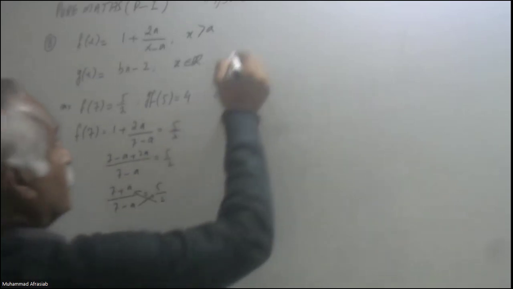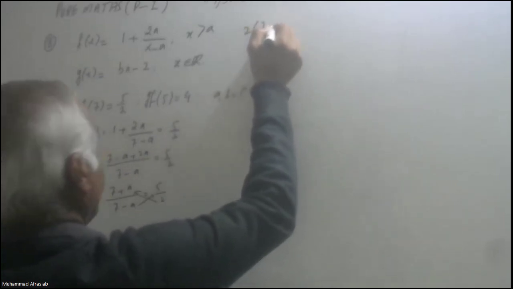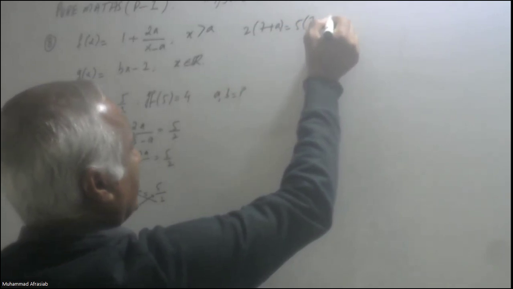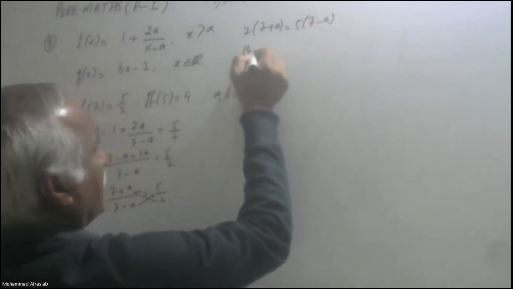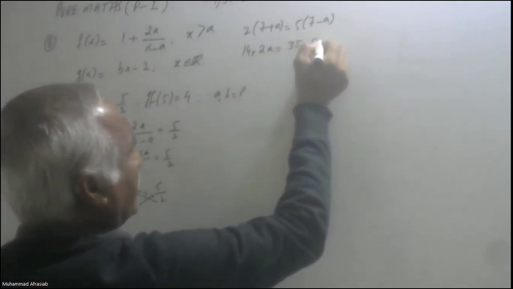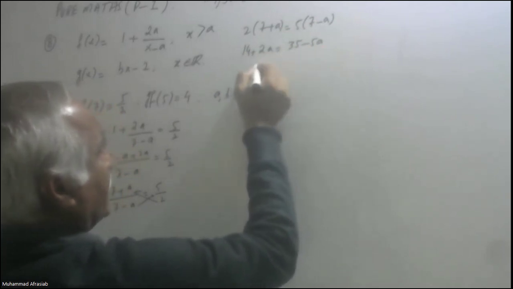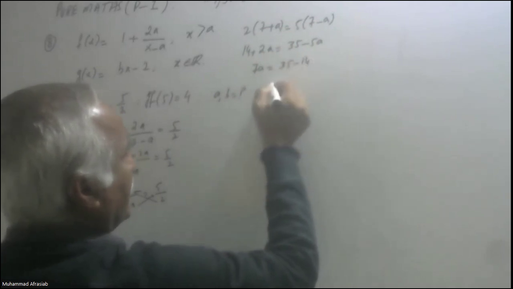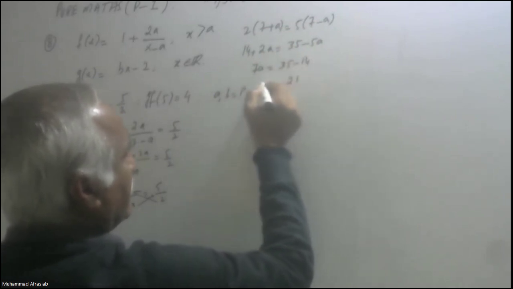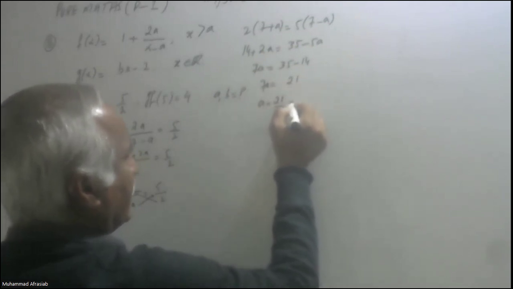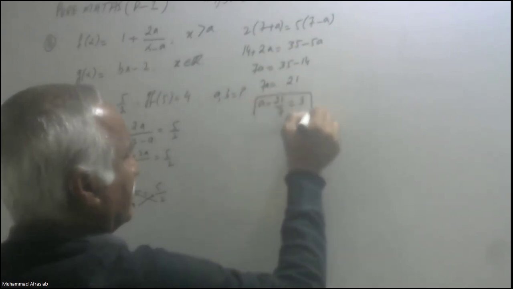This is equal to 2 into 7 plus a is equal to 5 into 7 minus a. So this will be 14 plus 2a is equal to 35 minus 5a. If we combine these two, 7a will be equal to 35 minus 14. 7a should be equal to 21. Then a is equal to 21 over 7, and that is equal to 3.